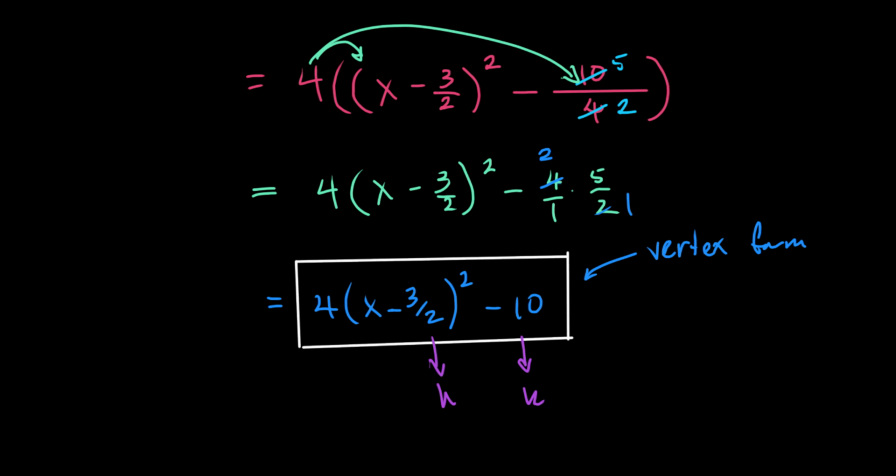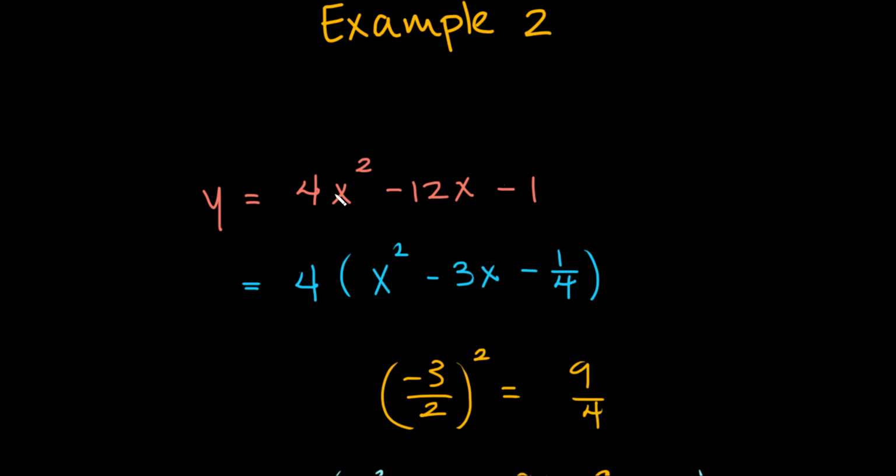And again, this is how you do completing the square when you have a coefficient on the x squared that's any number other than 1.